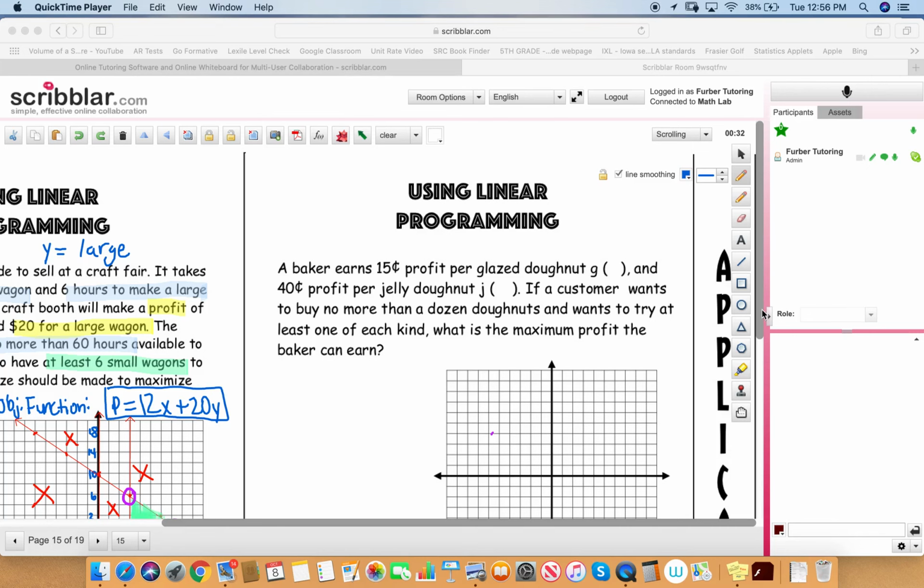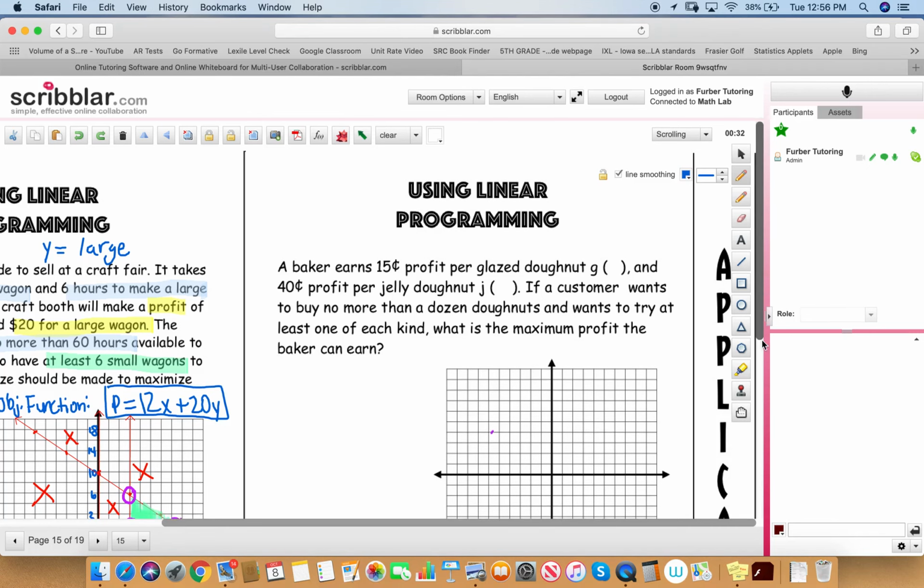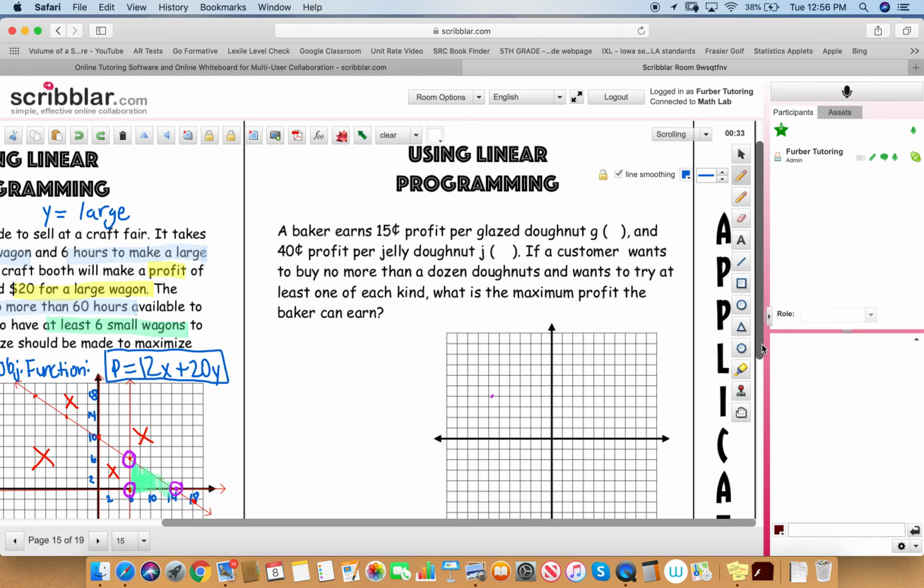So the second example that you'll have in your notes is about a baker who's selling donuts. It says a baker earns 15 cents profit per glazed donut (G), we'll talk about the parentheses in a minute, and 40 cents profit per jelly donut (J). If a customer wants to buy no more than a dozen donuts and wants to try at least one of each kind, what is the maximum profit the baker can earn?